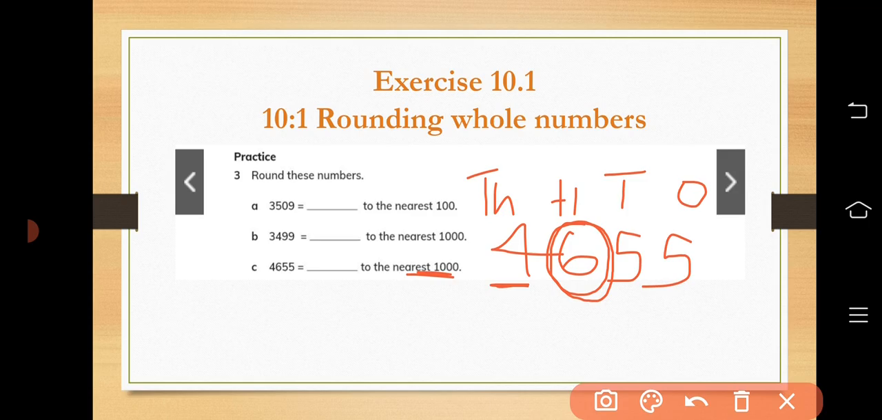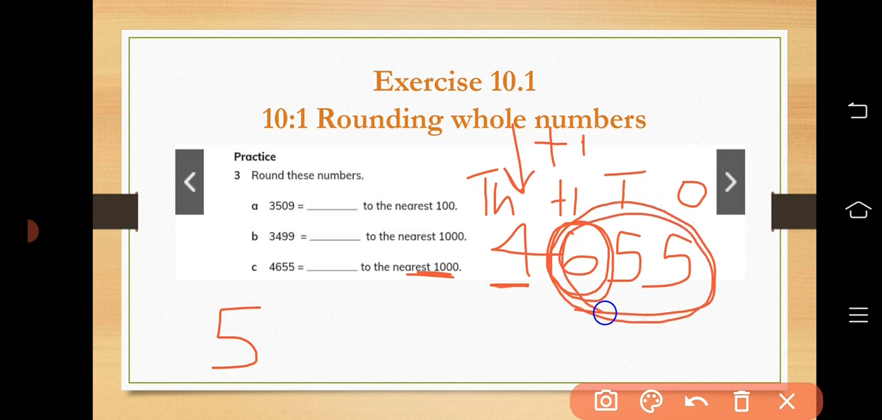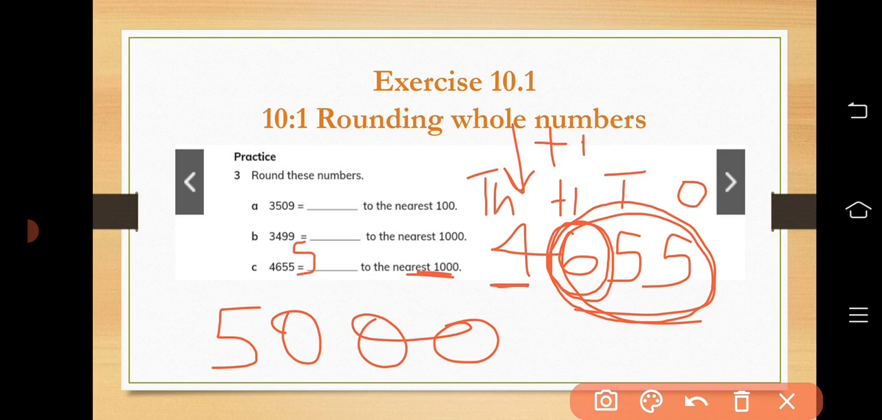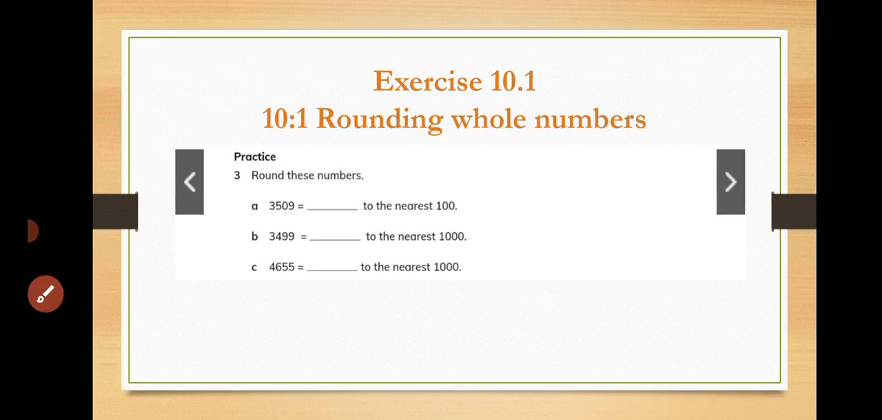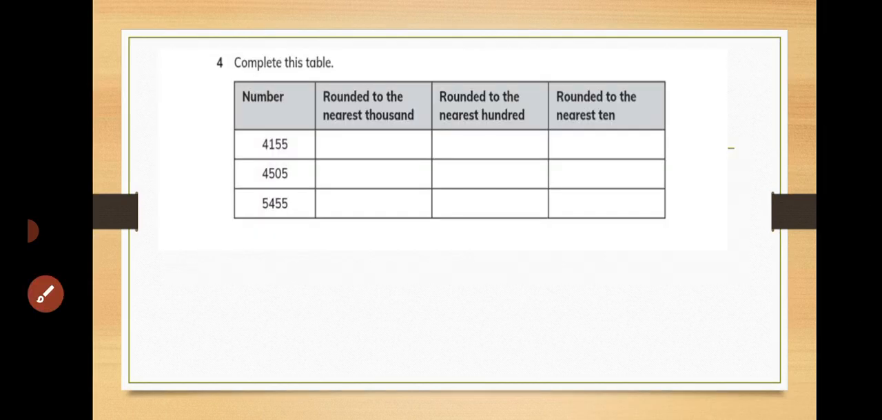So you know that this number is greater than 5. So you have to add 1 in this number. Okay, this 4 becomes 5 and all the remaining numbers become 0. So the correct answer, the approximation answer of this number is 5000. I hope you understand the concept of this question number 3. Now move on the next question, that is question number 4.